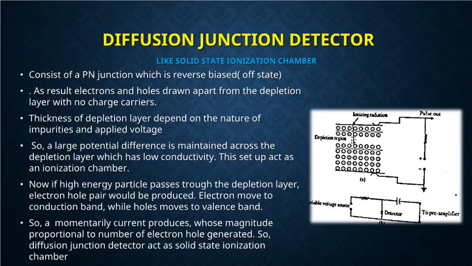This setup acts as an ionization chamber. Now if a high energy particle passes through the depletion layer, an electron-hole pair would be produced. The electron moves to the conduction band, while the hole moves to the valence band. So, a momentary current is produced, whose magnitude is proportional to the number of electron-hole pairs generated. So, the diffusion junction detector acts as a solid-state ionization chamber.